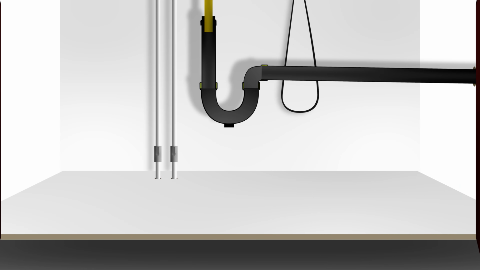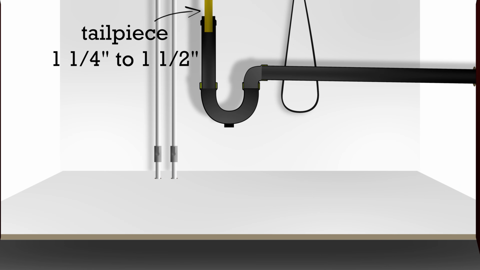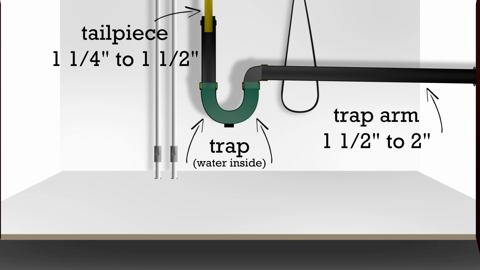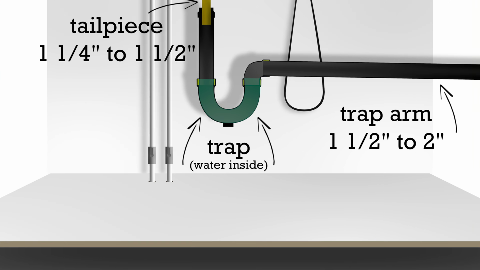Every trap has a few different components. This is the sink or lavatory's tailpiece. This is the actual trap, which traps the sewer gases. And this is the trap arm that connects to the drain and vent.